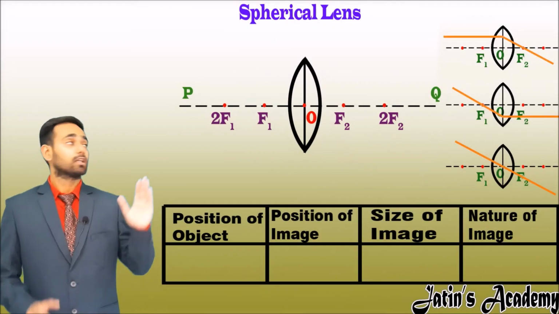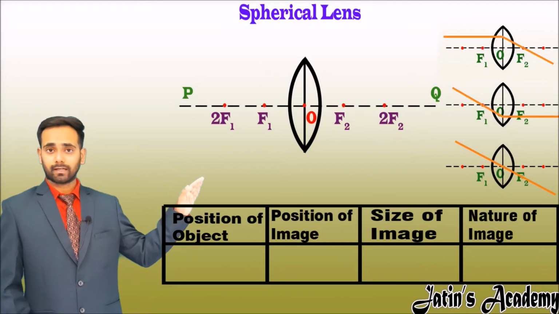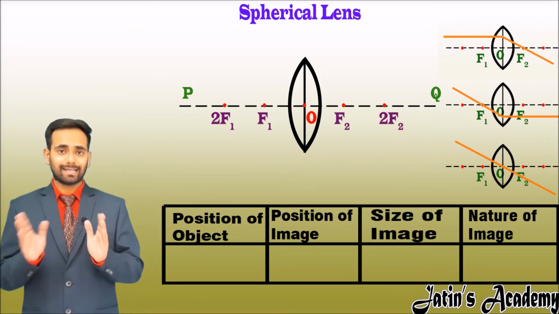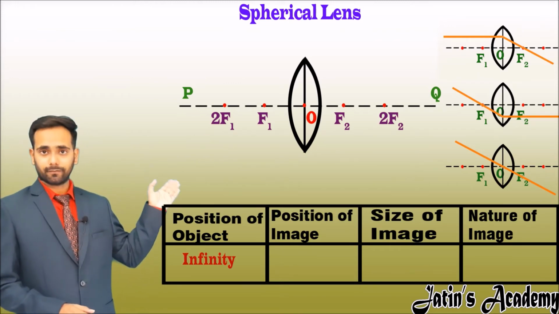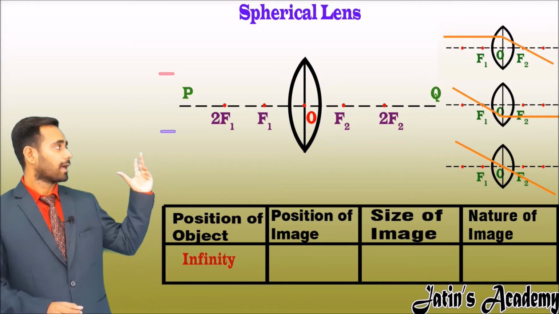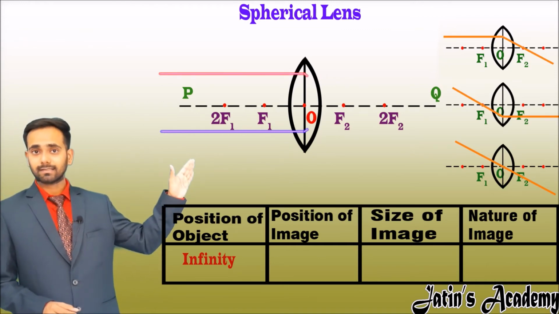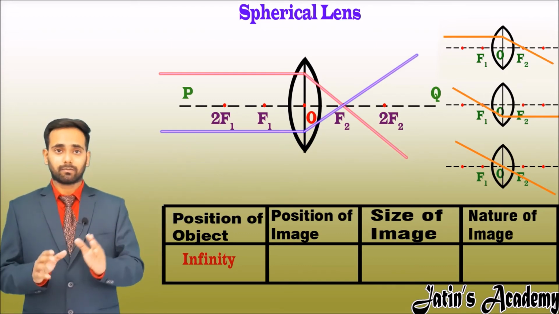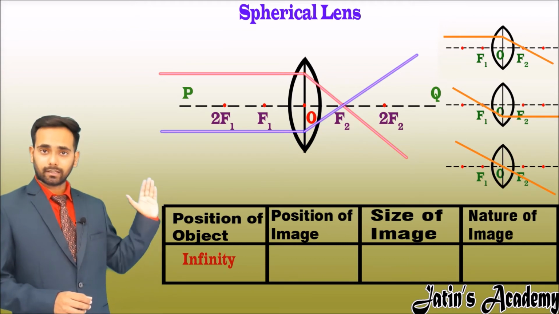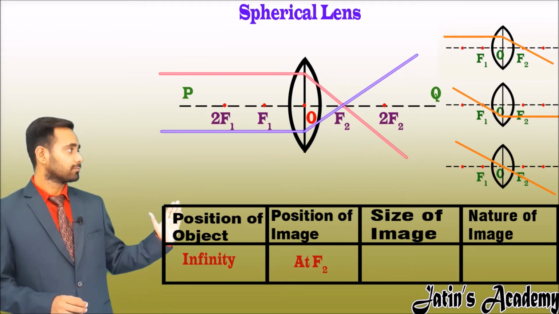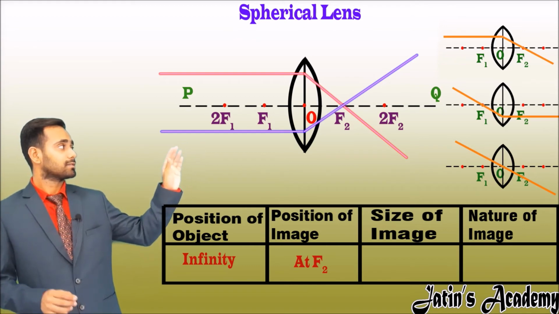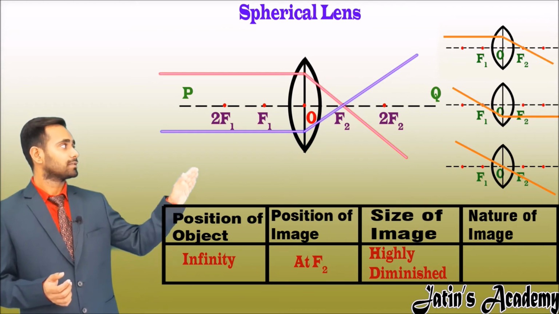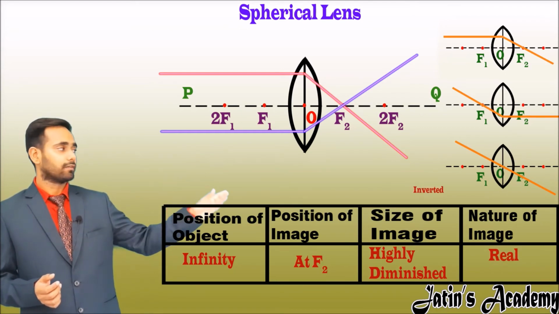There is one case related to the convex lens. This is the case which we did earlier in order to find the focus of a convex lens. The case is when the object is placed at infinity. When the object is at infinity, a parallel beam of light is coming toward the convex lens, and after converging, it converges to the second focus. Now start filling the table. The object position is at infinity, the image is formed at the second focus. The size of the image is point size, highly diminished, and nature of the image is, it is on the right side, so real and inverted.